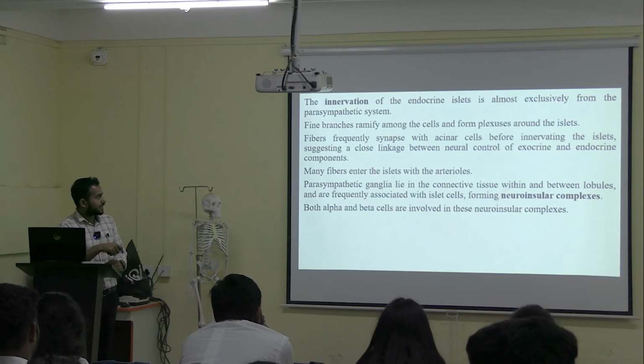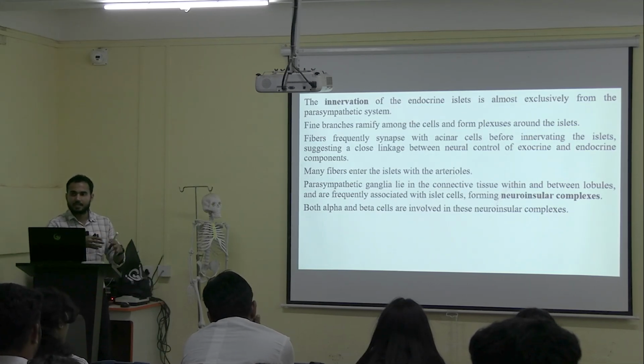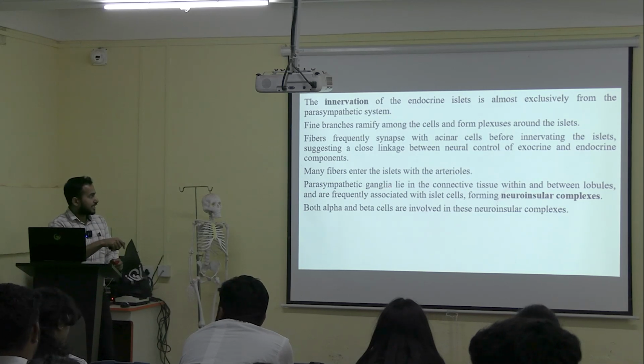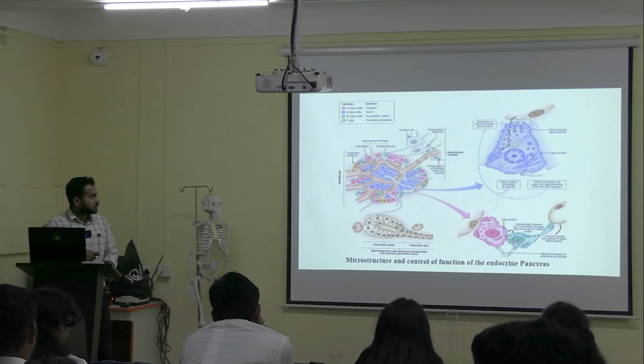Mainly fibers enter the islets along with the arterioles. Just now I have shown you the capillaries. Through those capillaries, nerve fibers will enter inside the islets. Parasympathetic ganglia lie in the connective tissue within and between the lobules, are frequently associated with islet cells, and they will form the neuroinsular complex. Now, let me show you the diagram.